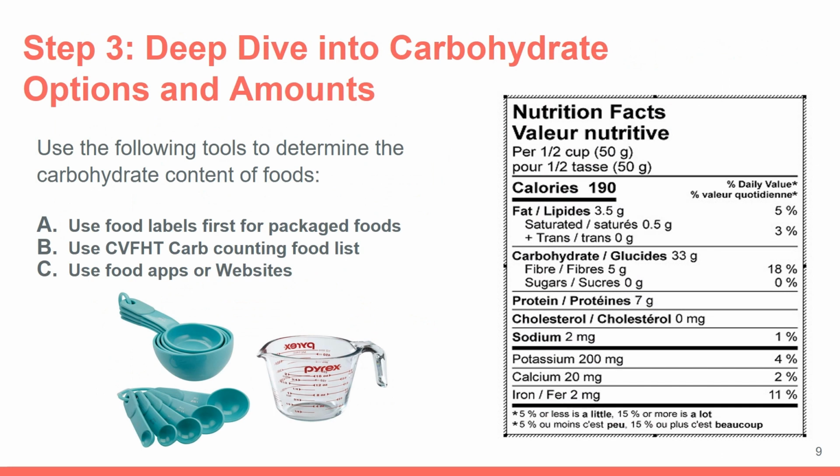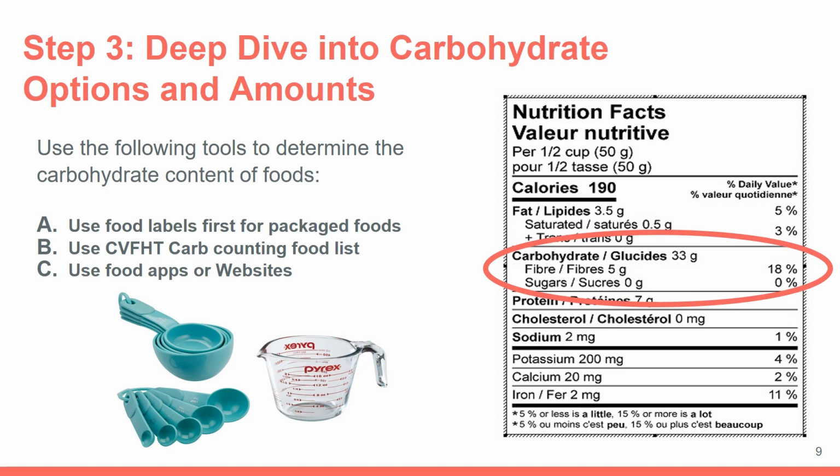Now it's time for step 3: to find the carbohydrate content of your meal or snack. There are several methods and tools that you can use to determine the carbohydrate content of foods, such as those mentioned in this slide: nutritional facts table on food packages, the Credit Valley Family Health Team carbohydrate counting food list that's listed on our web page, food apps, restaurant nutritional facts sheets, food scale or measuring cups.